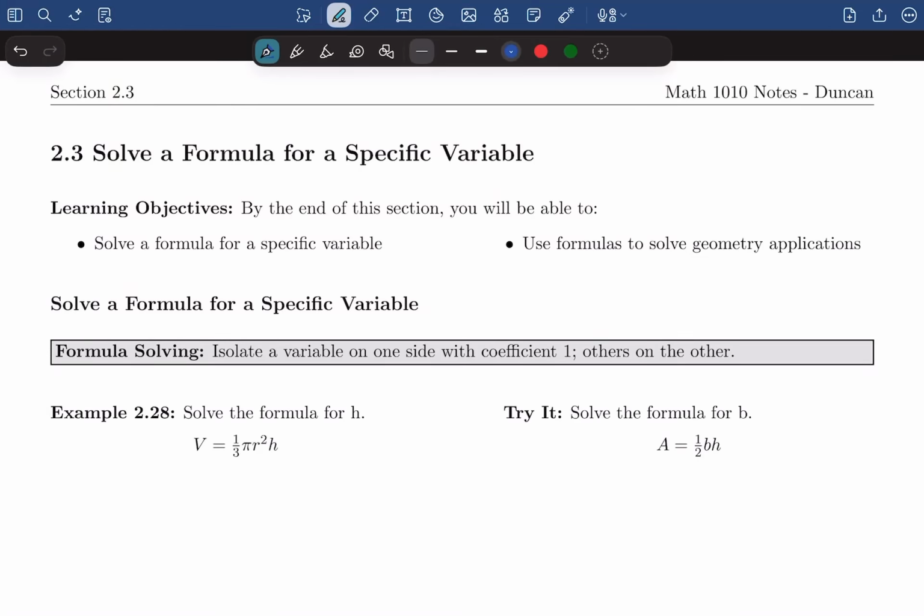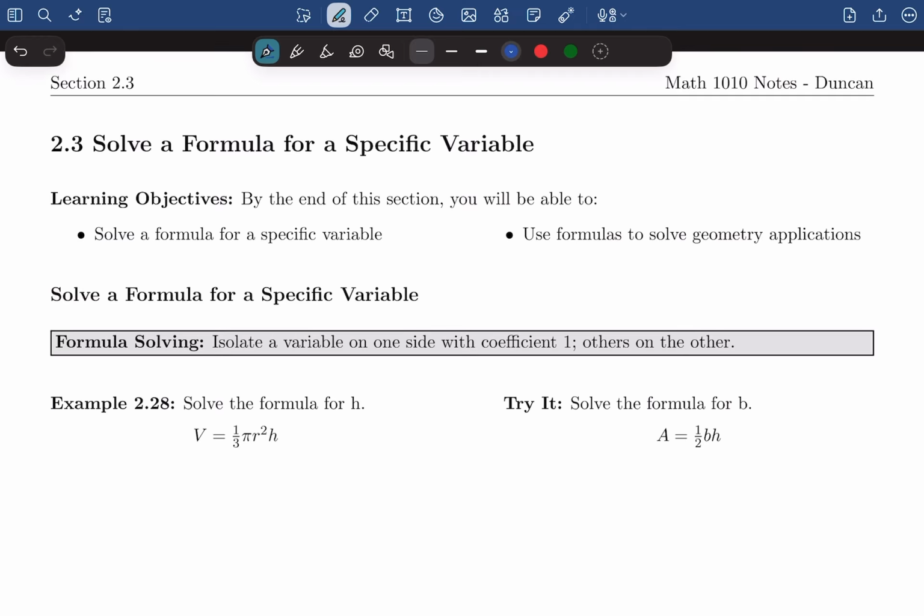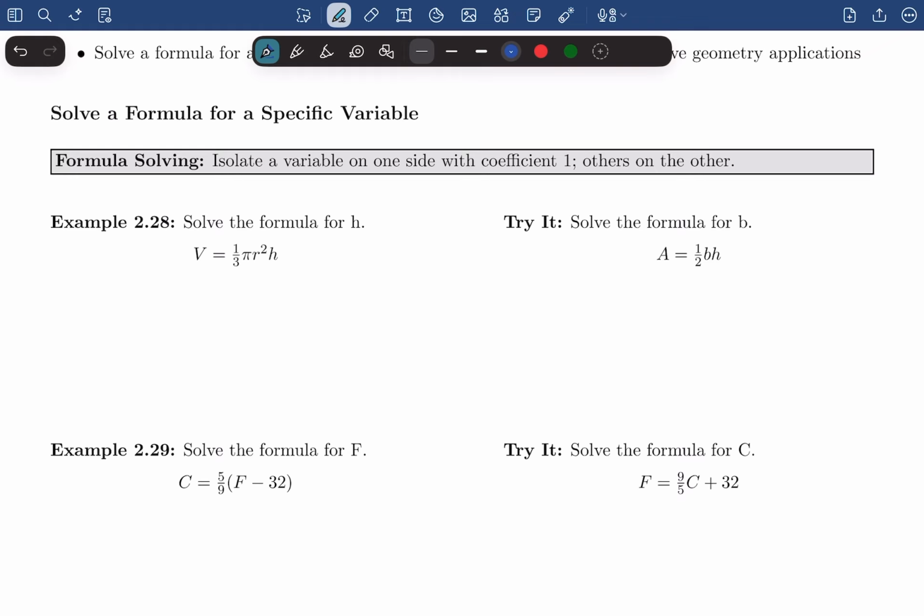This is lesson 2.3. Solve a formula for a specific variable. Our learning objectives are to solve a formula for a specific variable and then use formulas to solve geometry applications. All right, so let's define formula solving.